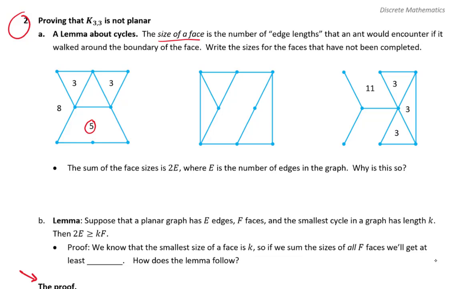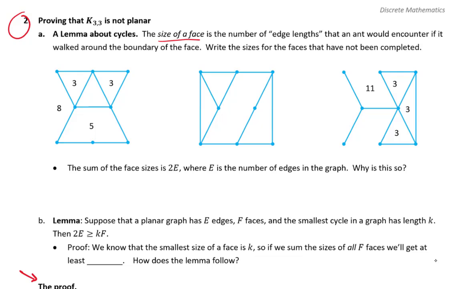Why is that 5? Well, if I imagine the ant, it starts off at some point, and then it walks along one edge. That's 1, 2, 3, 4, 5. It walked along 5 edge lengths, so the size of that face is 5. Let's look at the 8. So an ant starts somewhere on the outside, say close to that 8, and then it walks 1, 2, 3, 4, 5, 6, 7, 8. 8 edge lengths. And so the size of the large unbounded face has size 8.